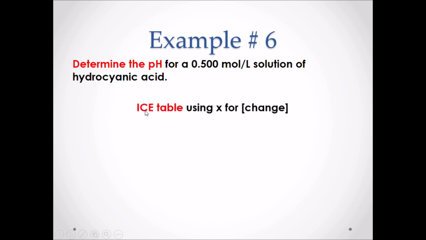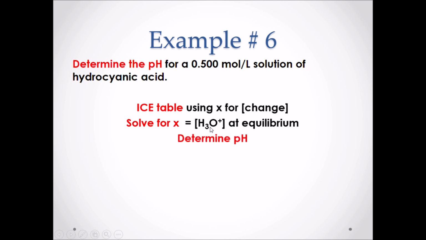First up, this is a weak acid, so we are going to have to make an ice table using X for our change. Once we solve for X, it will be equal to the concentration of H3O plus at equilibrium. Once we know the concentration of H3O plus, we can then determine the pH of the solution.